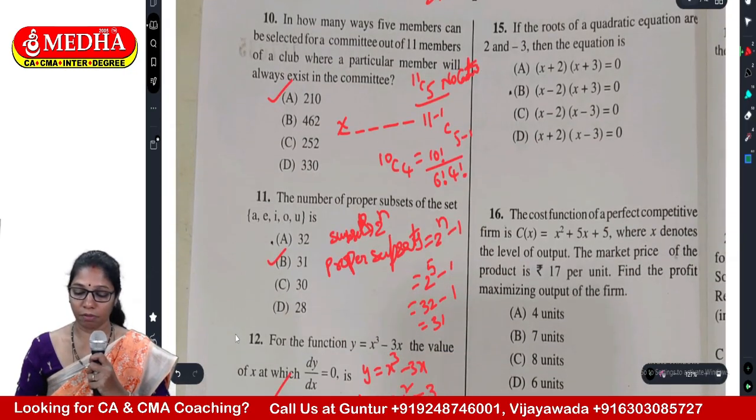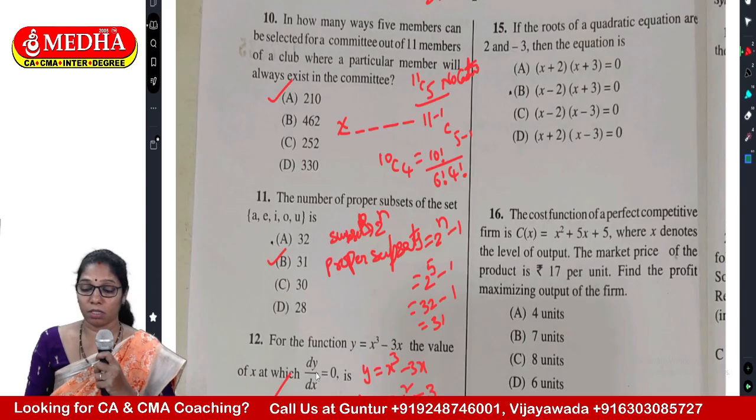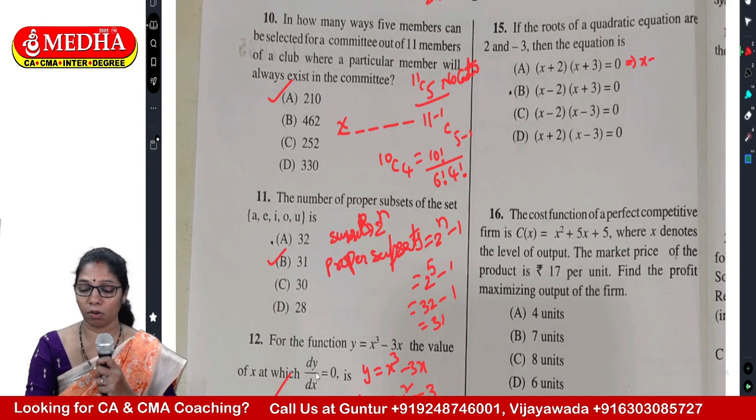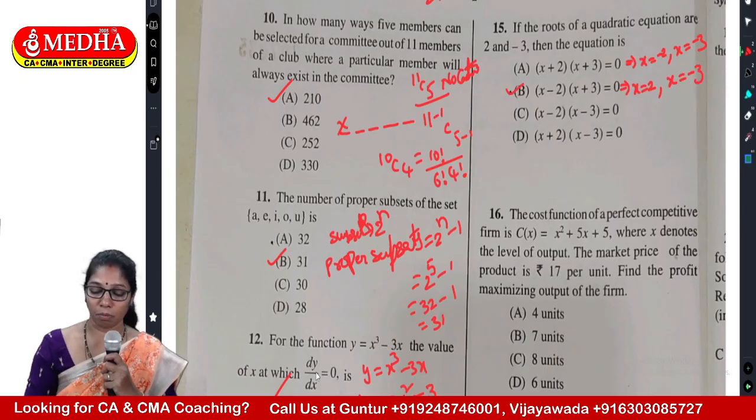Next question number 15, if the roots of a quadratic equation are 2 and -3, then what is the equation. Let us directly verify the roots from the equations. Product of 2 terms is 0, that is x minus 2 equal to 0 and x plus 3 equal to 0, so x is equal to -3. Here -2 and -3 are not the roots. Next the second option, x is equal to 2 and x plus 3 equal to 0, then x is equal to -3. Option B is the right one.